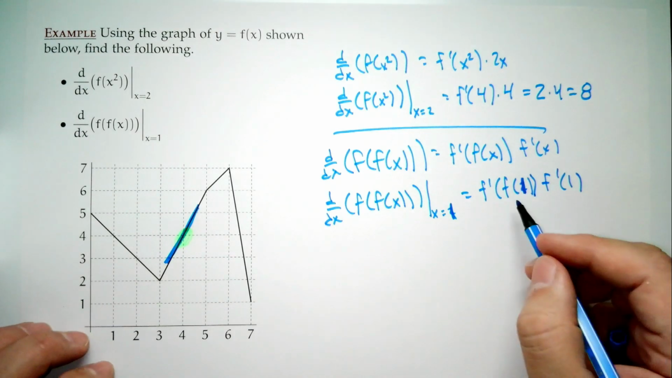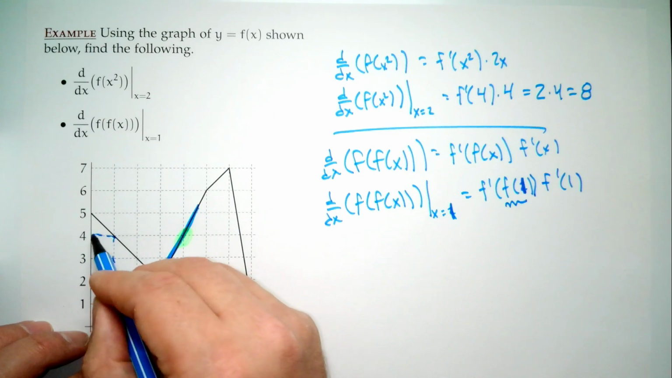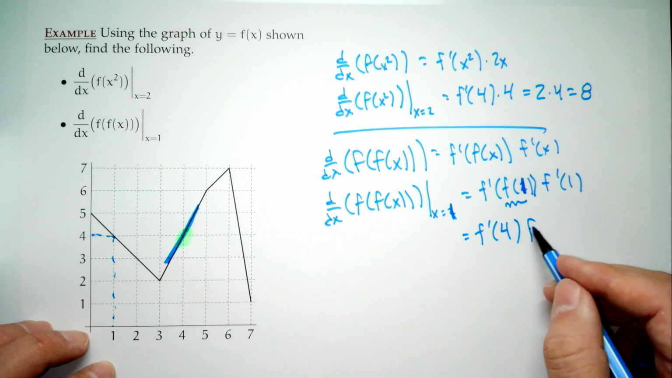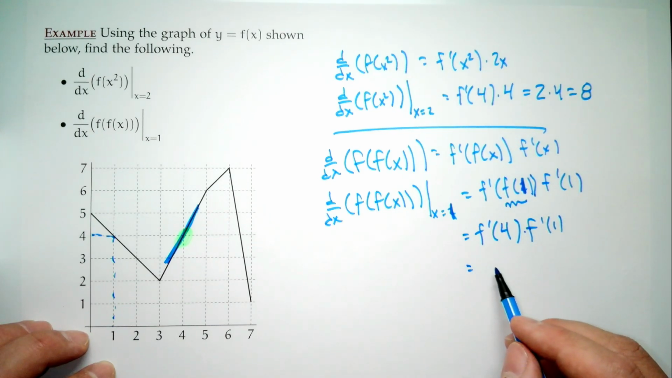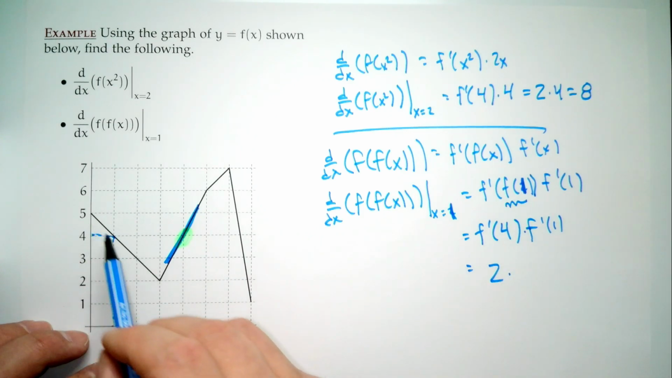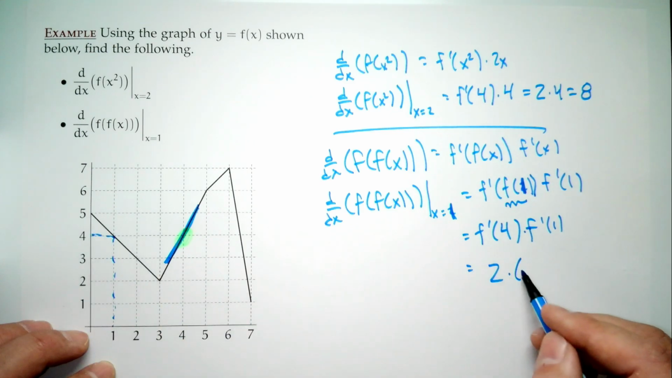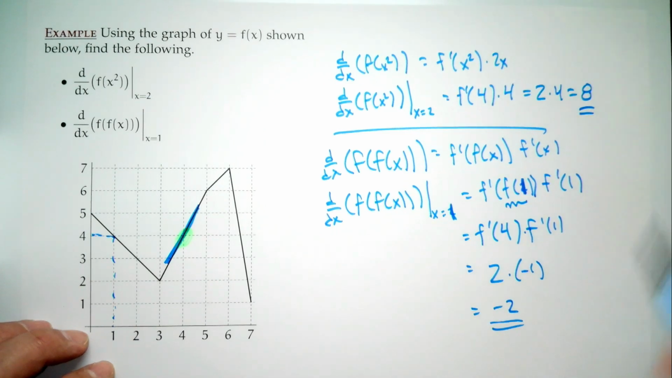What can we say about f of 1? f of 1 is equal to 4. So this is f prime of 4 times f prime of 1. Now we actually found f prime of 4. Do we remember it? 2. Good. We have good memory. f prime of 1, well, what is f prime of 1? Negative 1. And therefore our answer is negative 2. And that's all we need. All right, now we're ready. We know everything. Good luck.